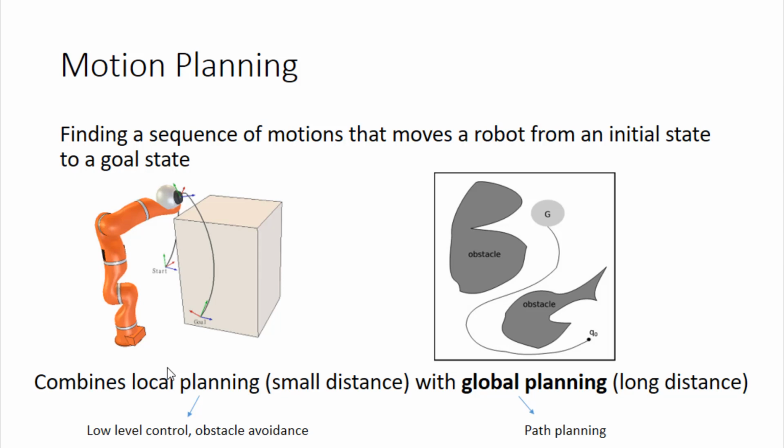Motion planning combines local planning with global planning. Again, what we have been talking about the last week or so was local planning, so moving small distances. Global planning is more about moving long distances. It's like, if I want to move from one room in Woodward to another room in Woodward, what is my path to get there? If I want to go from the robotics lab on one side of Woodward all the way down to my office, which is quite a ways away, what's the overall path I have to take to get there? Essentially, global planning is just called path planning, whereas local planning is low-level control. You can also call it obstacle avoidance.